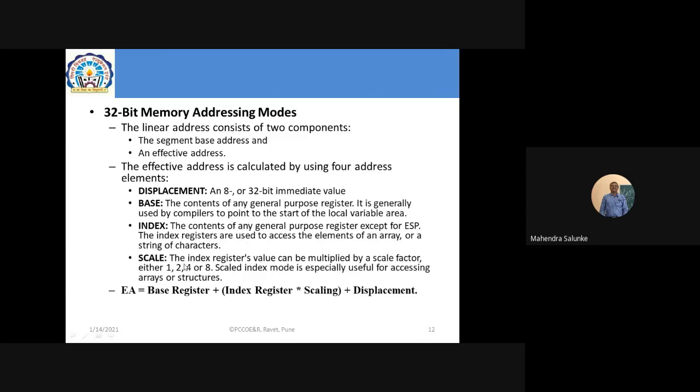Then the third or fourth component is the scale. Very interesting one. This scaling happens along with the index register. Scaling means a multiplication factor which we can use along with the index register. The index register's value can be multiplied by a scale factor. Which values are valid for scale? 1, 2, 4, or 8. These 4 options we have.